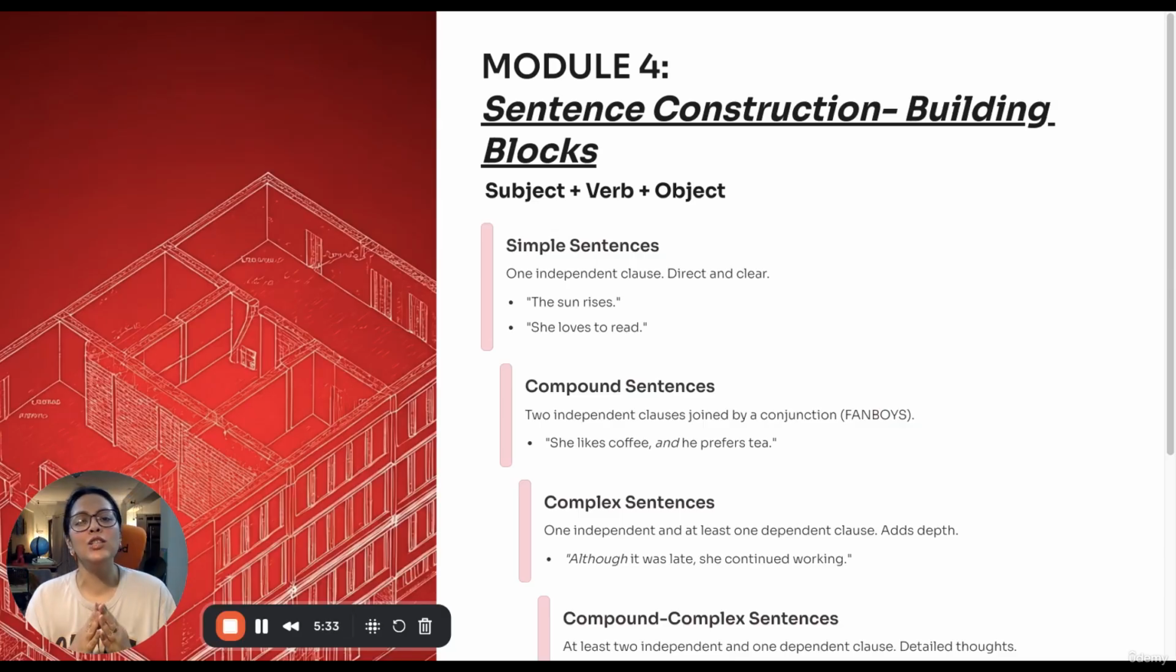So when we are trying to join these two sentences, we will be using coordinating conjunctions. Now these coordinating conjunctions are FANBOYS. To jog your memory about conjunctions, kindly refer to the conjunctions topic. More details on conjunctions can be found in module number 3.